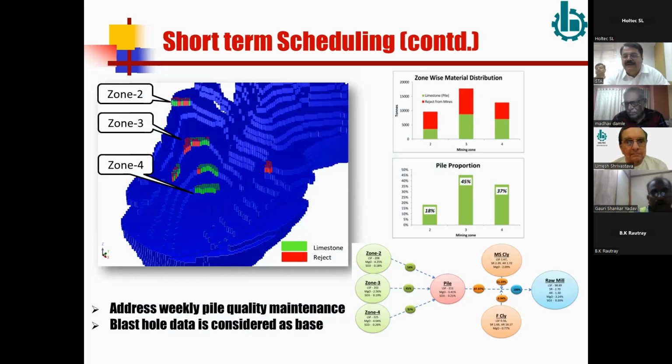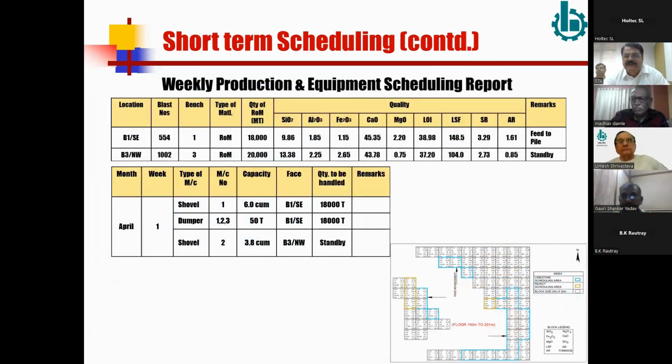Blast hole is the main data which has been considered. So this type of reports we provide, like where is the location of the blast, where is the blast number, on which bench, what type of material it is, how much is the quantity, what is the quality, whether it will be fed to the pile or it will be kept as a standby. In the below table, you can see the allocation of the machines. In April first week, one shovel will be at B1SE blast and dumper number 1, 2, 3. Like this type of schedule, we give. In the bottom chart, you can see different blocks. For each block, you can find what is the quality of that block along with all the radicals and tonnage.